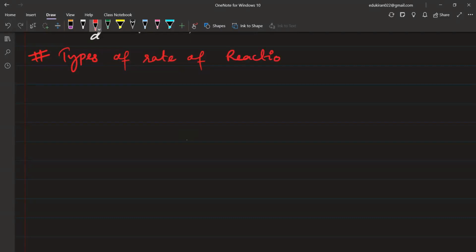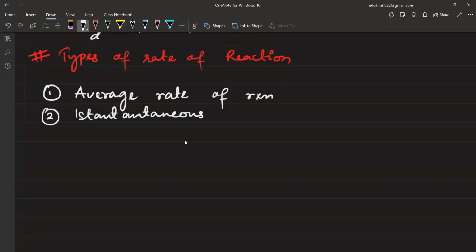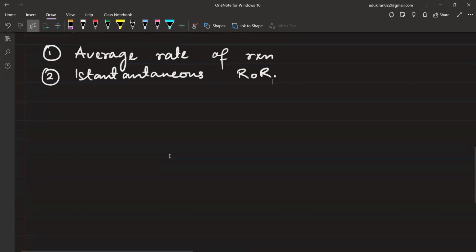Yes, sir. So, the types of rate of reaction are also going to be two. First is average rate of reaction. And the other one is instantaneous rate of reaction. Instantaneous ROR. Okay. Now, first of all, you will write average rate of reaction. Please write these things with me.